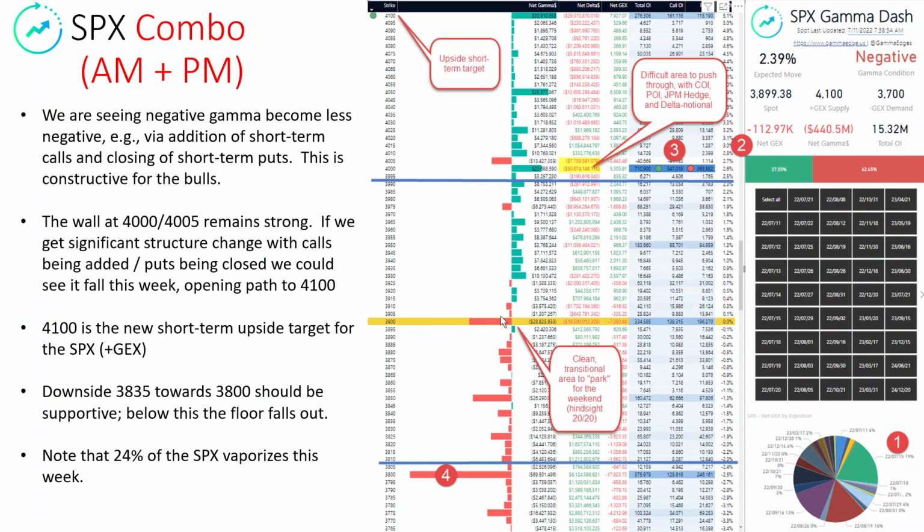Not very surprising that we landed here on Friday. This is a transitional area. You can see we've got the sign change. We've got a fairly dominant level here, and this could form the base for moving up, but it also certainly can form the base for dropping down.